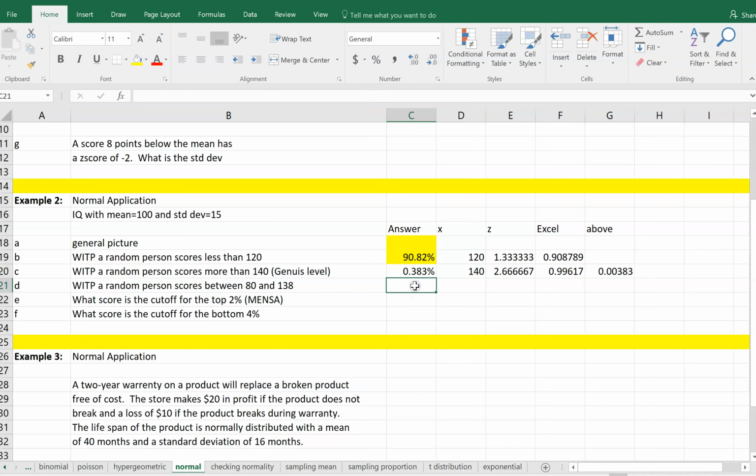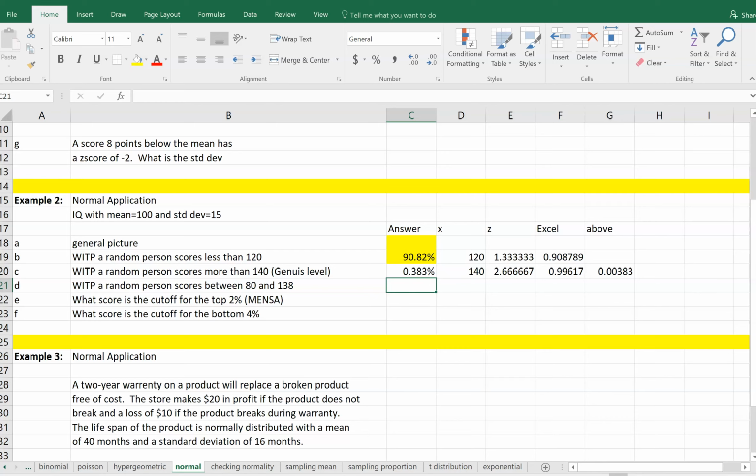Awesome. Second answer done. All right, guys, put on pause again. Try your hand at the next question. Probability between 80 and 138. What are the odds a random person walks in, takes the IQ test, and scores between 80 and 138?